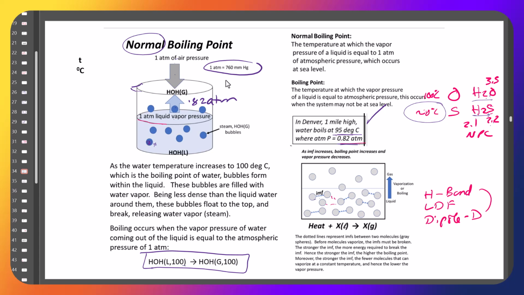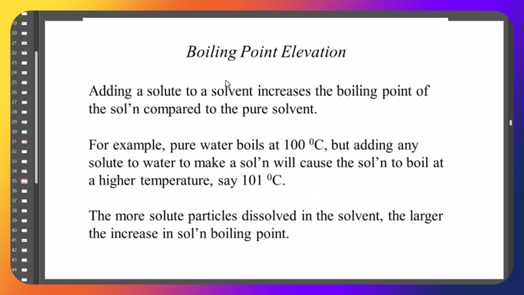It takes extra energy. In this section, we're going to cover boiling point elevation. The elevation here doesn't refer to altitude. It refers to an increase in boiling point of a solution versus a pure solvent. So when we make a solution by adding a solute to a solvent, it turns out that the boiling point of the solution is higher than that of the pure solvent.